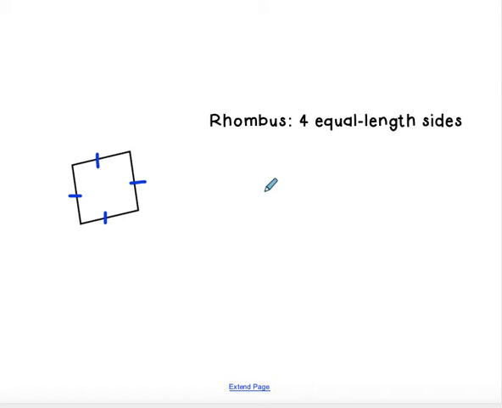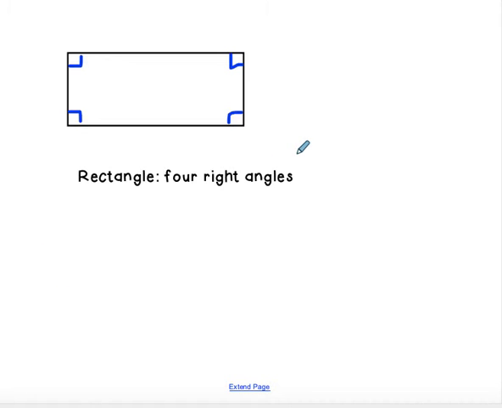So quite often rhombuses and squares look similar. It just looks like somebody took the rhombus and turned it a little bit. So as long as all four sides are equal length, we have a rhombus. Now, this one looks pretty familiar to you too, I would imagine.